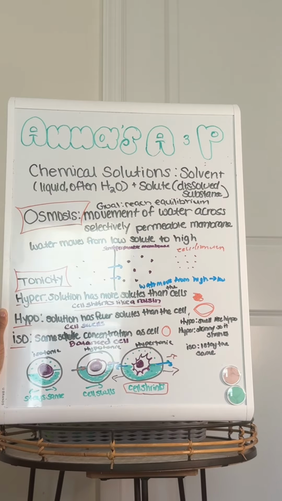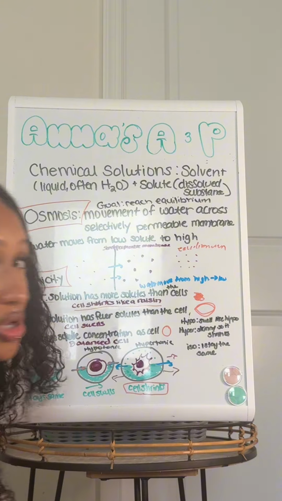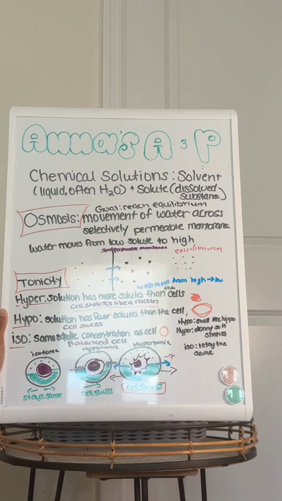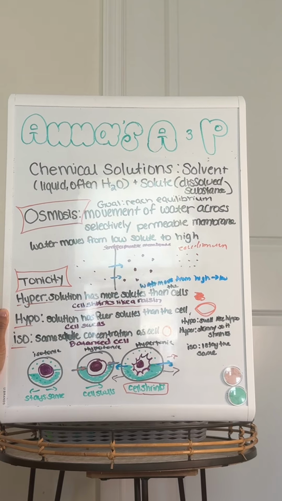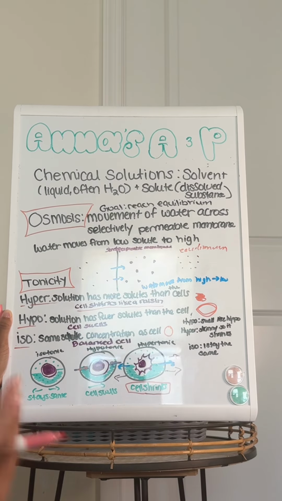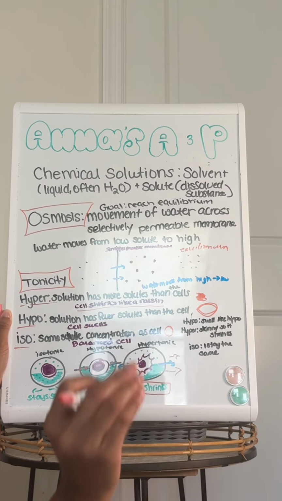A great way to remember each phrase is hypo, swell like a hippo. So hypo, hippo, big like a hippo. The cell is going to swell. Hyper, it's skinny, so it shrinks. Hyper, you have to stay hyperly active in order to be skinny, and that's what's going to make you shrink.